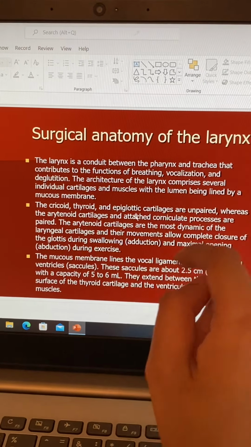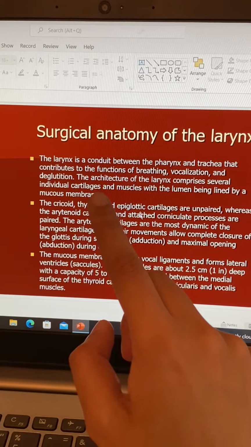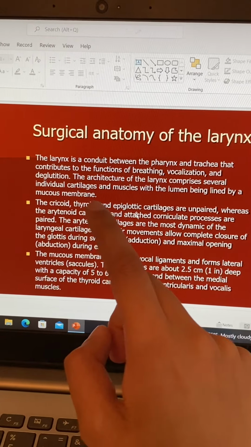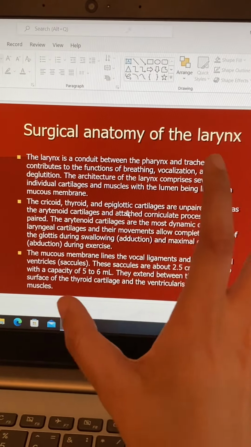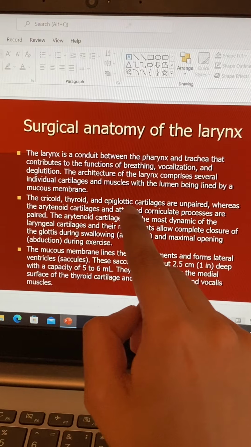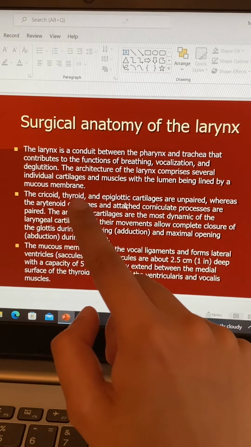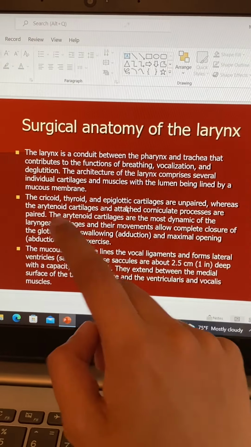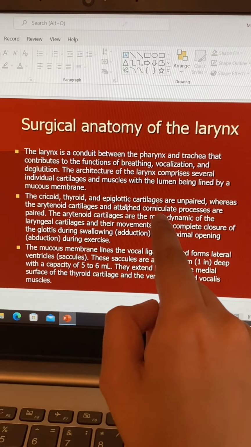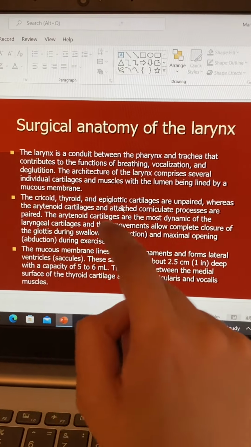And the architecture of the larynx is basically made up of cartilage, muscles with the lumen lined by mucous membranes. And you have different types of cartilage: cricoid, thyroid, and epiglottic. I think this is the easiest to remember, maybe this. They're not paired, whereas you have the arytenoid cartilages and attached corniculate processes that are paired.